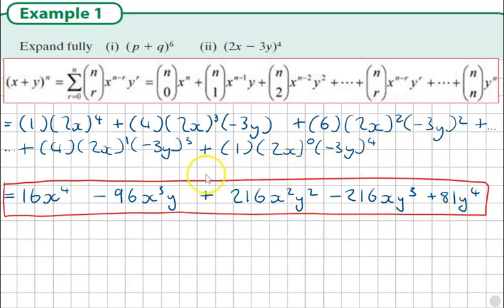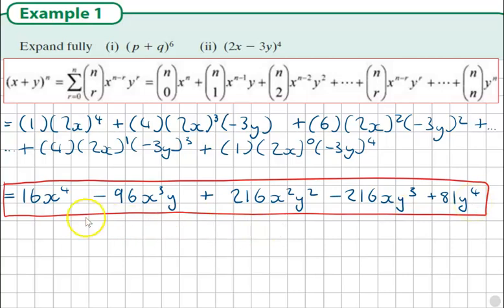So let's have a look at the pattern. So we have 16x to the power of 4 minus 96x to the power of 3 y to the power of 1, or just y, plus 216x squared y squared plus minus 216xy cubed plus 81y to the power of 4. So notice that the question started off with the power of 4 and that all our powers add up to 4. So we have 4 there. And then y on its own is really y to the power of 1. So 3 plus 1 makes 4. Then 2 plus 2 makes 4. And then x on its own is really x to the power of 1. So 1 plus 3 makes 4. And then we have y to the power of 4 at the end as well.